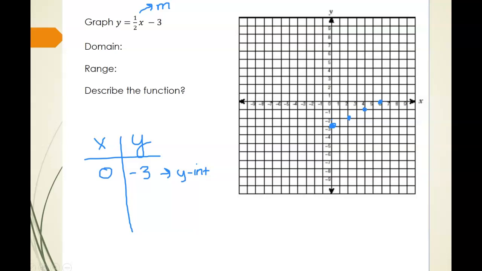Since that's a fraction of a half, I would plug in a 2, because 2 times a half gives 1. 1 minus 3 is -1. And again, I can see at x equals 2. I've plotted that point. at -2.